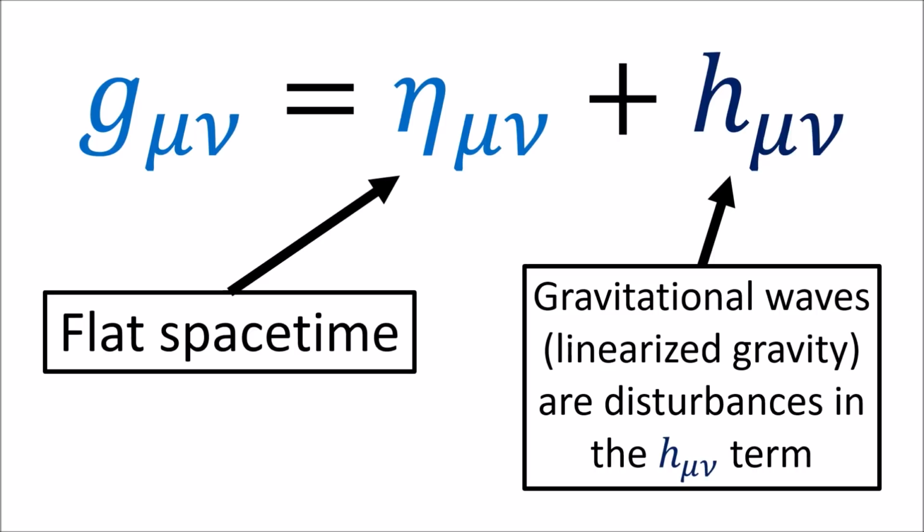The reason we care about linearized gravity is that gravitational waves can be formulated as vibrations in the metric, which are small deviations away from flat spacetime. The small changes away from flat spacetime are given by the h term in the metric.